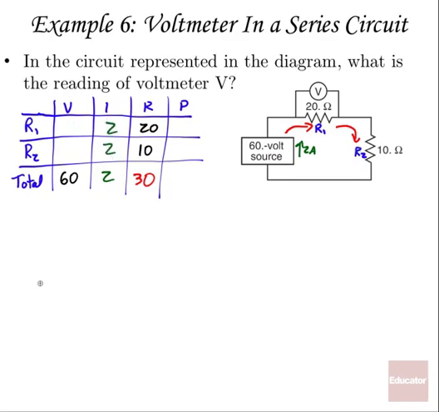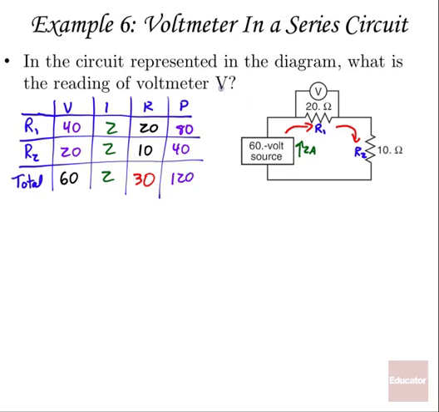And now it's pretty easy to go find the potential drop across R1. V equals IR by Ohm's law. 2 times 20 is 40. 2 times 10 is 20. And of course, those add up to our total. And while we're here, let's figure out the power. 40 times 2, power equals V times I. That'll be 80 watts. 20 times 2, 40 watts. And 60 times 2, 120. Or I could have added those up.